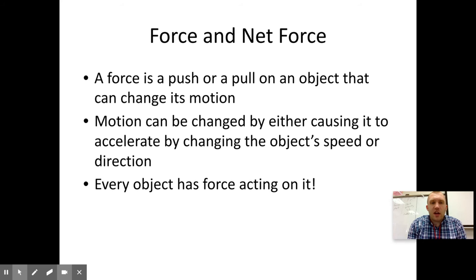Motion can be changed by either causing it to accelerate or by changing the object's direction, speed or direction. All a bunch of different ways of saying almost the same thing. Forces cause those changes in velocity, which is our definition of acceleration. So forces cause acceleration. All objects have some force acting on it. So there isn't an object that we know of in this universe that doesn't have some force acting on it.